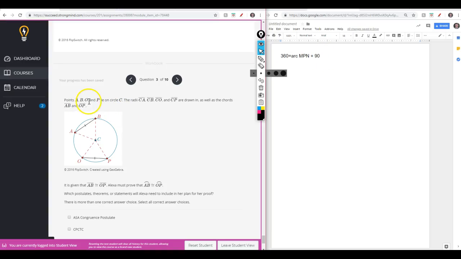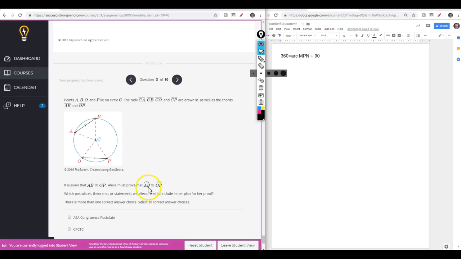Points A, B, O, and P lie on circle C. The radii, segment CA, segment CB, segment CO, and segment CP are drawn in, as well as the chords segment AB and segment OP. It is given that segment AB is congruent to segment OP.